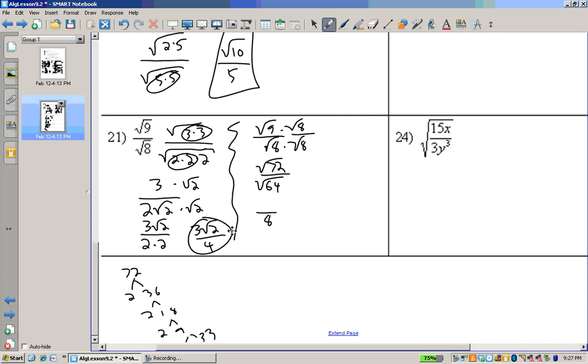We have 1, 2, 3 2's, and 2 3's. Pull 1 2 out, pull 1 3 out, and 1 square root of 2 is left inside. So we have 6 square roots of 2 divided by 8.